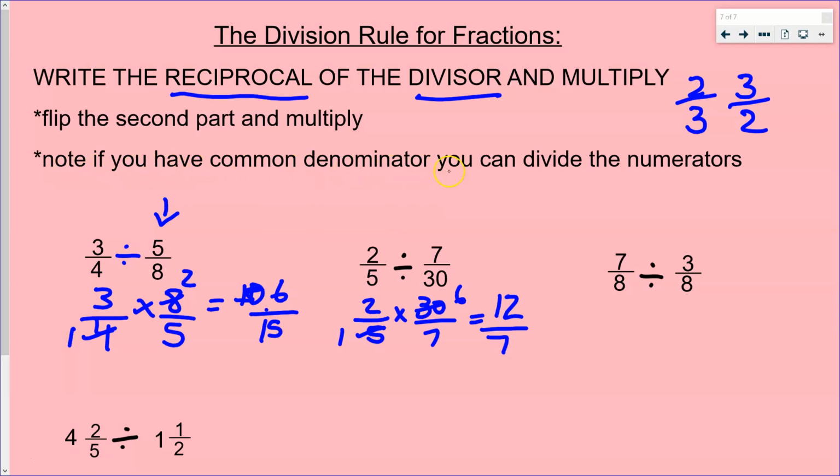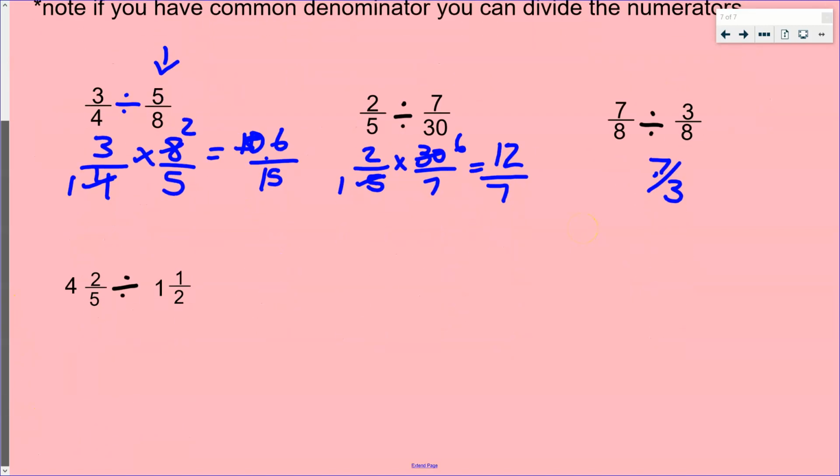Okay, and here's another one. Note, if you have common denominators, you can just divide the numerators. So this answer would just be 7/3. Okay, 7 divided by 3. They don't ask you these questions very often. Okay, and then if you have mixed fractions, you have to do the same thing you did with multiplication. Change it to improper. So 4 times 5 is 20, plus 2 is 22 over 5, divided by 2 times 1 is 2, plus 1 is 3 over 2.